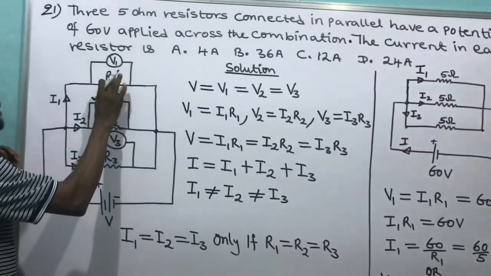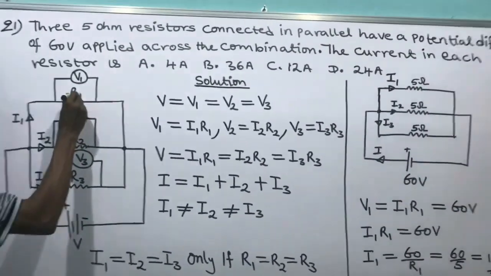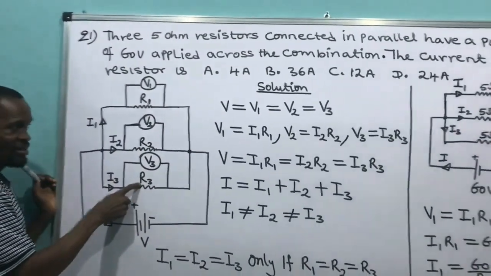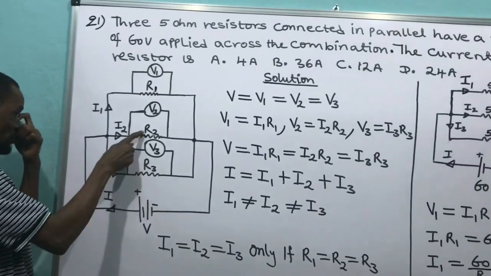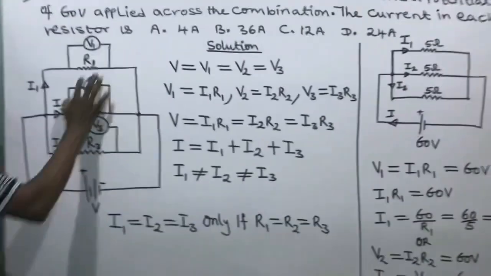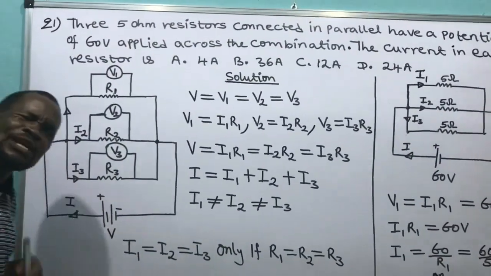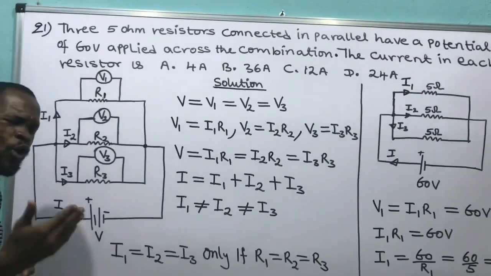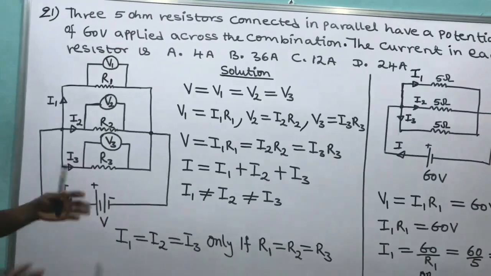Three resistors in parallel. This is R1, R2, R3. They are in parallel. How did I know they are in parallel? How will I know that these two or three or more resistors are in parallel?